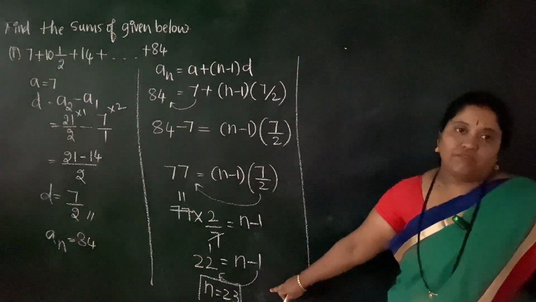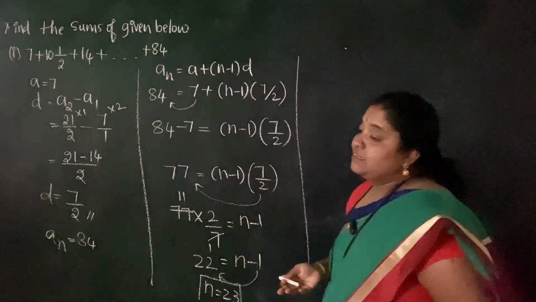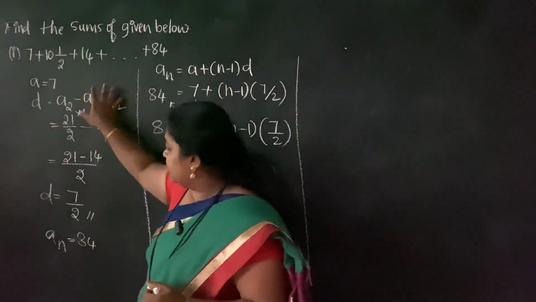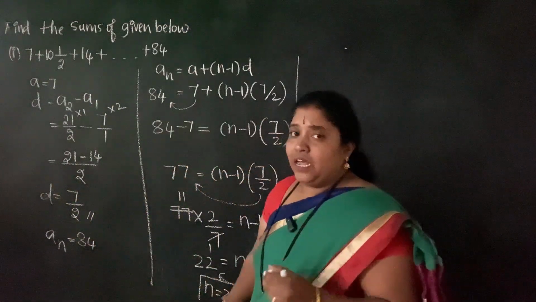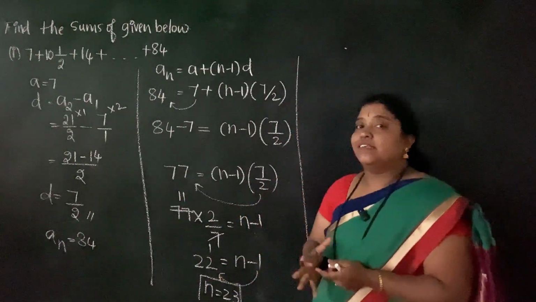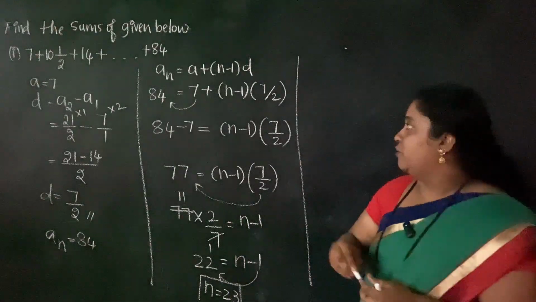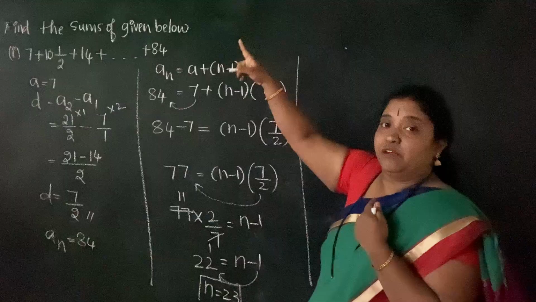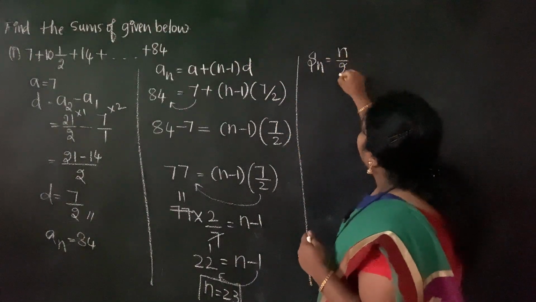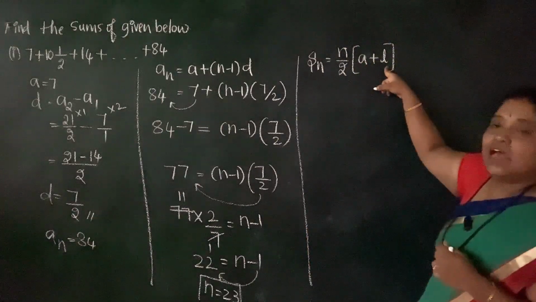Once I know the n value, I'll calculate the Sn value. Now which formula is very easy for me to use? Both formulas are possible over here, because you know a is there, d is there, n is there. Either you can use the first formula with a, d, n, or the direct second formula. You remember the second formula? The second formula is the easiest way to calculate when the last term is known. So what is the formula I have? Sn is equal to n by 2 bracket a plus l. First term, last term.